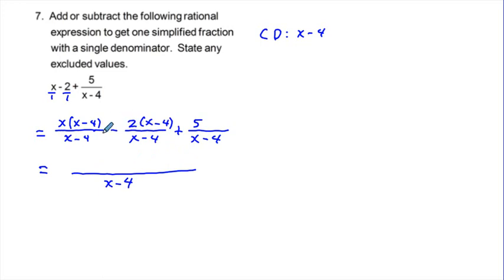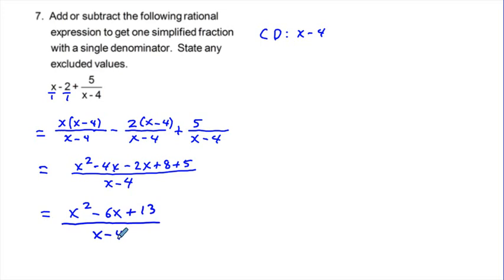Now we have to be careful with our signs as we go across. Well, first of all, we have x squared minus 4 times x. And then the next one we have minus 2 times x. And we have minus 2 times negative 4. Well, that's going to be a negative negative, so that's going to be plus 8. And the last thing we have is this plus 5. And so now we can go ahead and combine our like terms. So we have x squared, minus 4x minus 2x is going to be minus 6x, and then we have 8 plus 5 is going to be plus 13 over x minus 4.